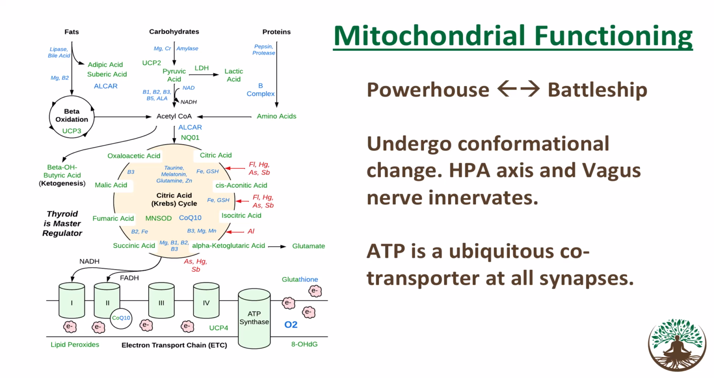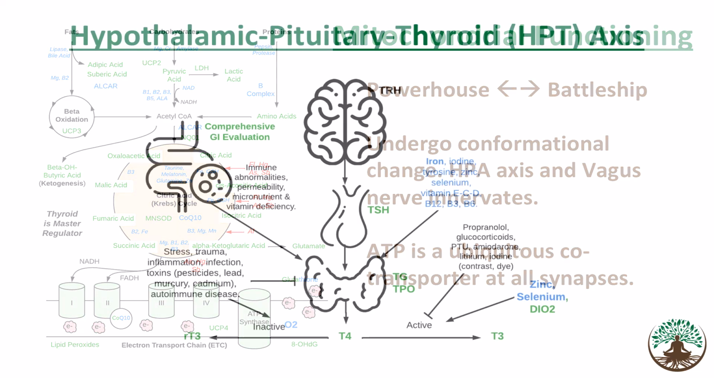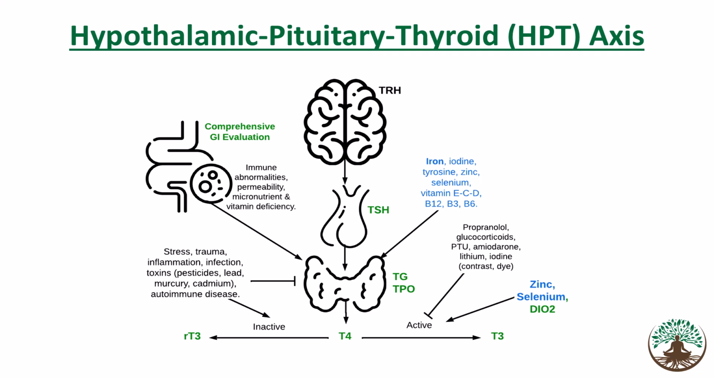A system that has a direct impact on this, as a master regulator, is the thyroid. Oftentimes, the thyroid is examined by checking a TSH with reflex T4. However, as shown in this pathway, this only accounts for part of the picture. TSH signals the thyroid to release T4, which is ultimately converted over into active T3 or inactive reverse T3.